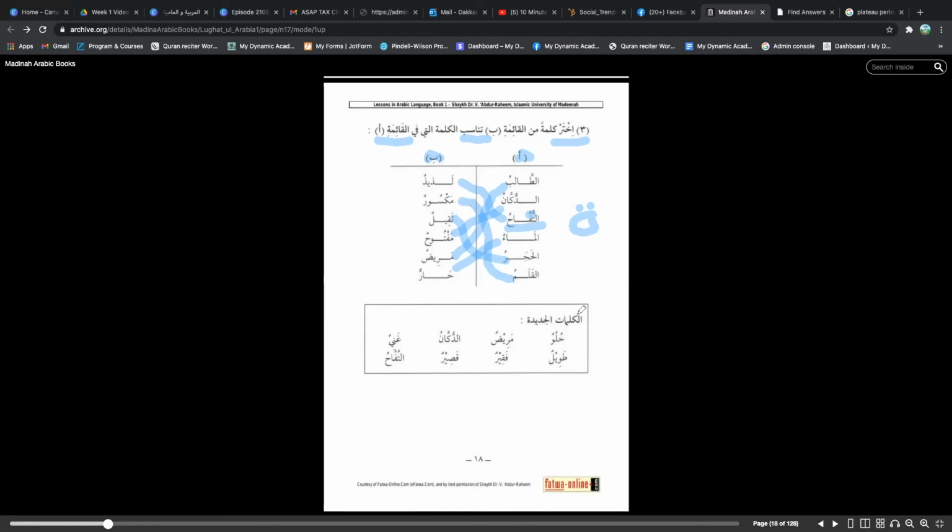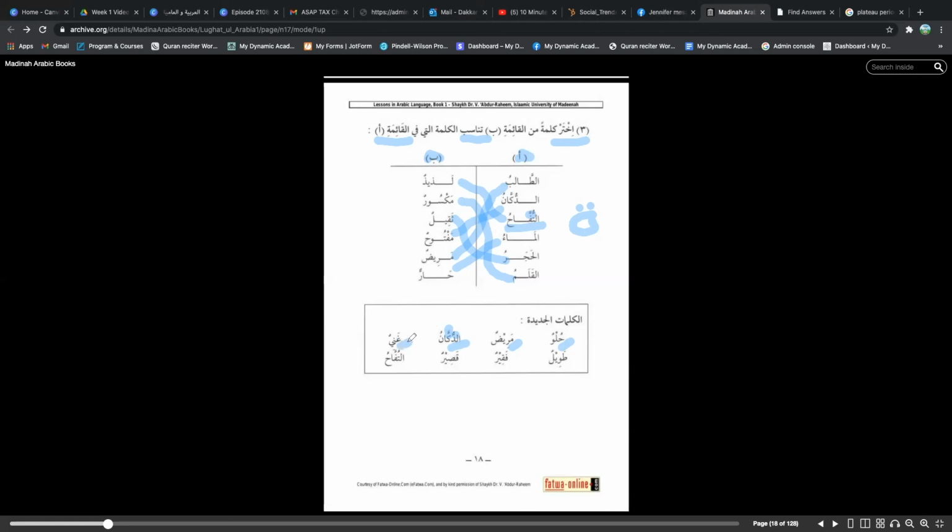Okay. الكلمات الجديدة, the new words. The first new word we had was حلو, which means sweet, like السكر حلو, the sugar is sweet. مريض means sick, or it can mean a patient in a hospital. Like you say, المريض في المستشفى, the patient is in the hospital. الطالب مريض, the student is sick. الدكان, remember the shadda. الدكان, the shop. Okay, الدكان مفتوح, the store is open.